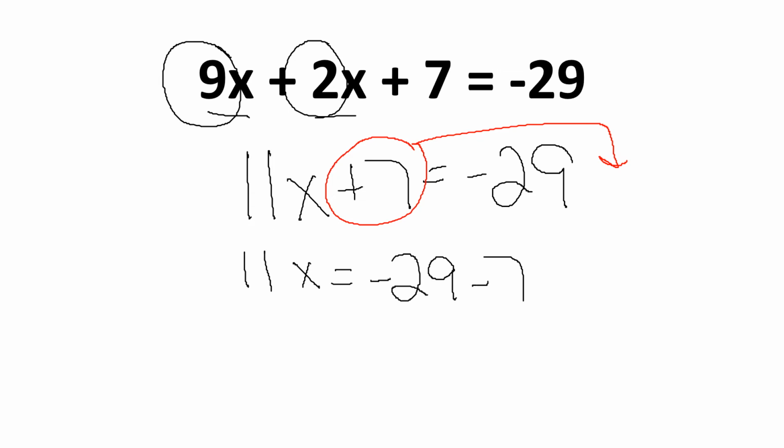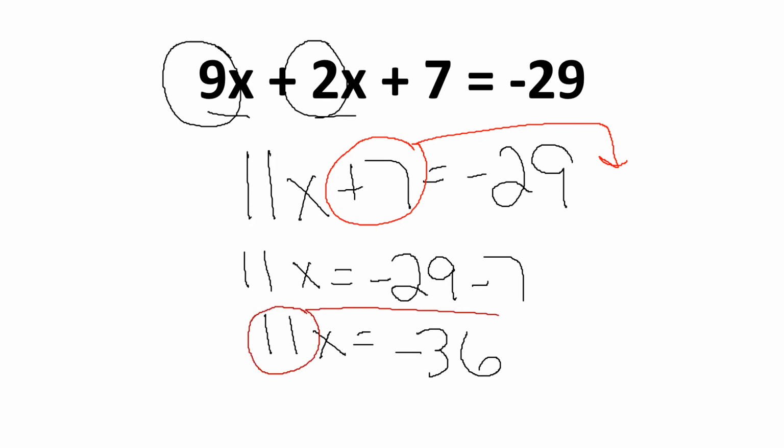When I move a plus 7 over, it becomes a minus. All right, now listen, you're going to have to remember your negative and positive rules. These are both negative, so what I'm technically going to do is add. When I add 29 plus 7, I get 36, and they're both negative. So the answer is negative. All right, I'm not done yet. I got to move this 11 over. When I move it over, it's going to become division.